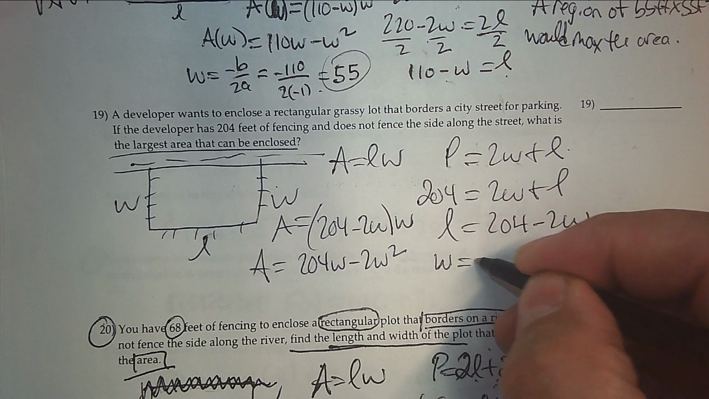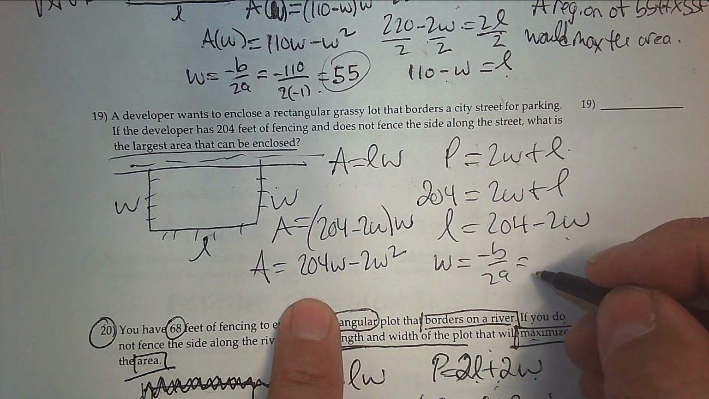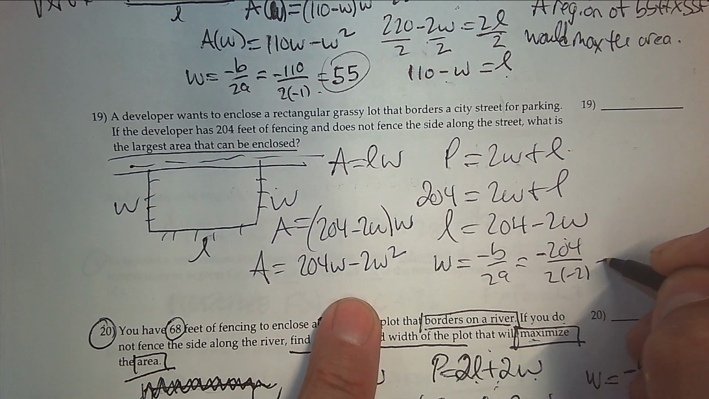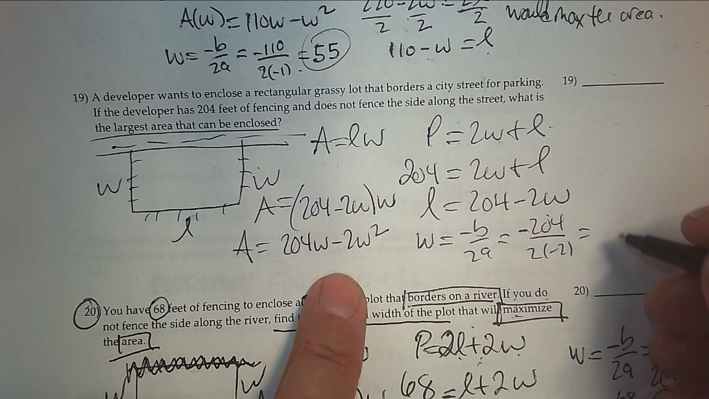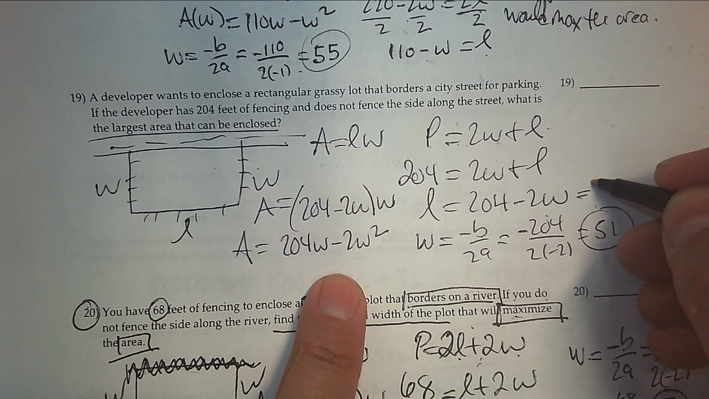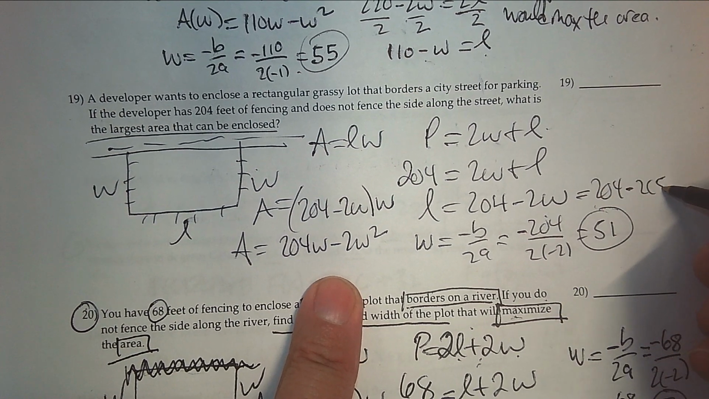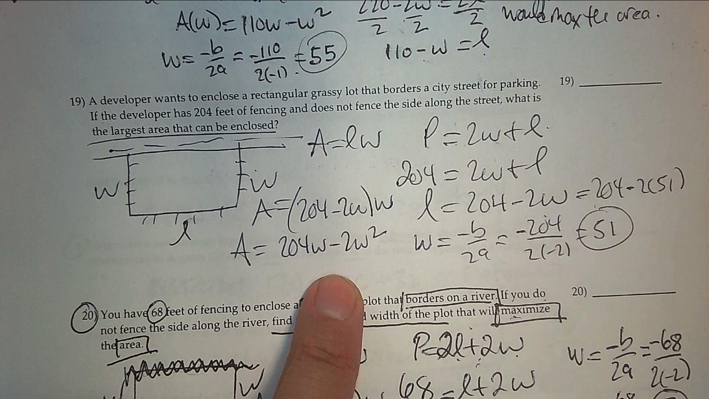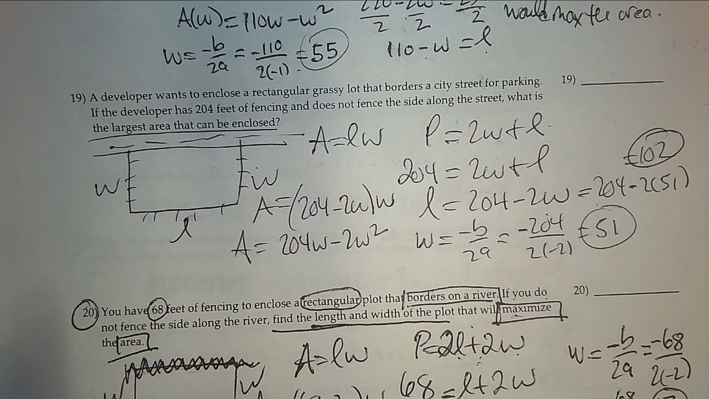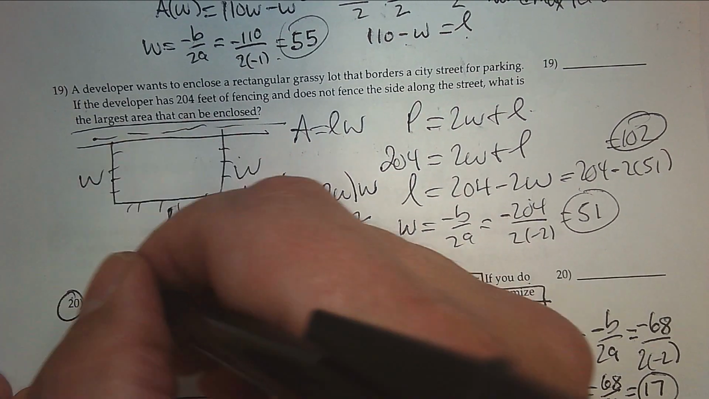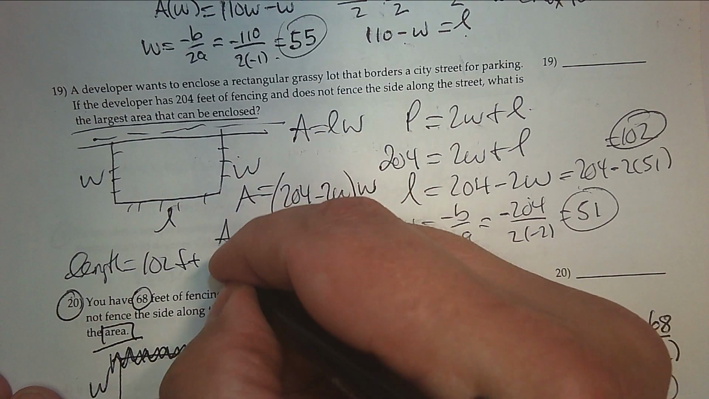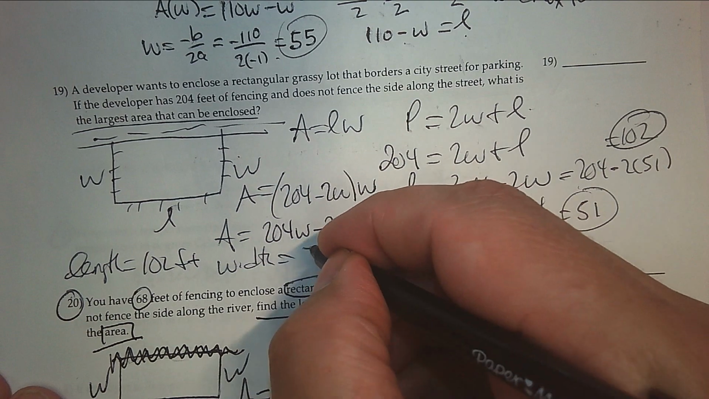Now you have what you need. So we're going to go negative b over 2a. So be careful. The first number is b, so it's 204, and then the second number is a, which is 2. So 204 divided by 4 is 51. That's the width. To find the length, it's up here. 204 subtract 2 times 51. And that's 102. So what's the length and width? So we have a length that equals 102 feet and a width that equals 51 feet.